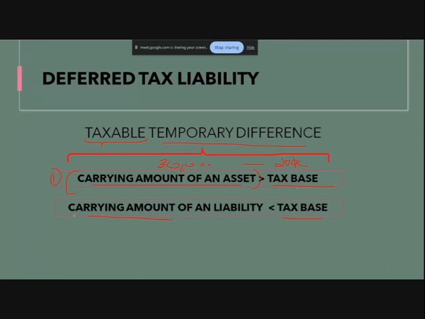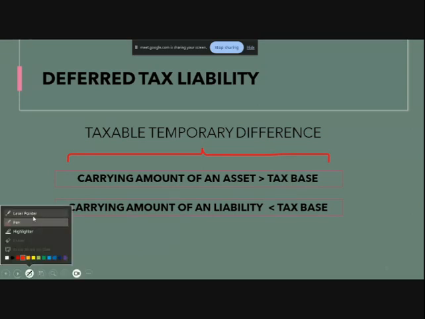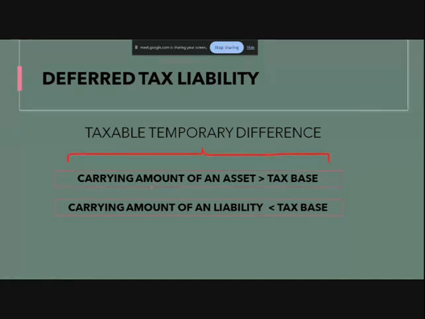In the case of the carrying amount of a liability, it will be lesser than the tax base. If it is lesser than the tax base, then on this difference, whatever the amount is, we'll have to pay tax. So this is what taxable temporary difference means. Whatever the difference between the carrying amount and the tax base, you will have to pay tax on it. So this greater than, or can you see the screen?